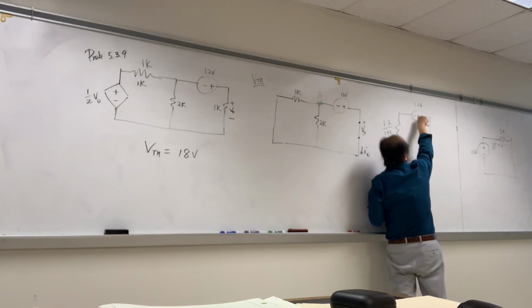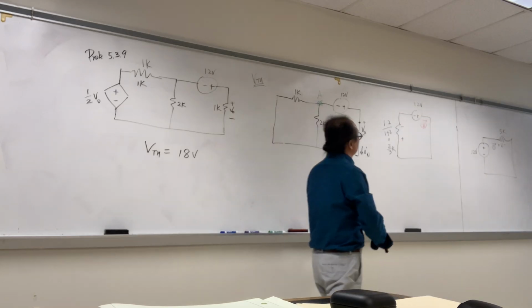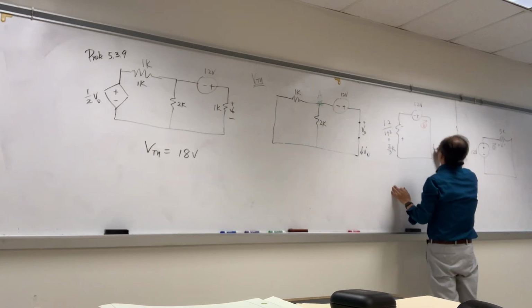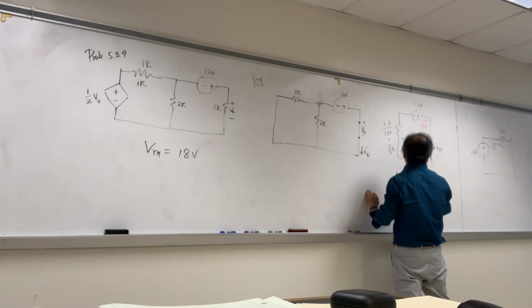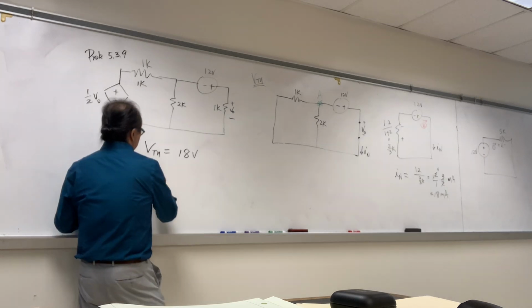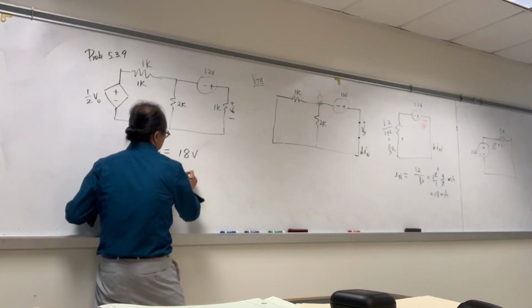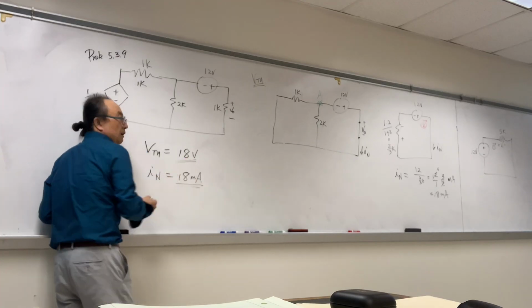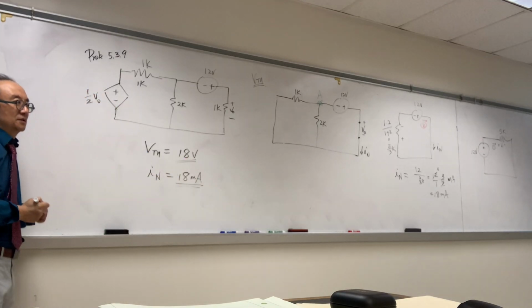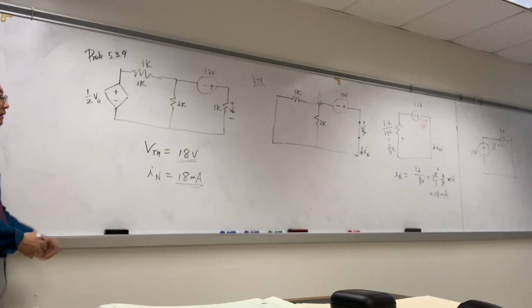This is the negative 12, so we need to have a positive 12. Since this is correct, I sub n is positive. What's the I sub n? V over R. Now we have IN equals 18 milliamp. The question is, how did that happen? I don't know. It's just coincidence because of all of these values that happen to be that.